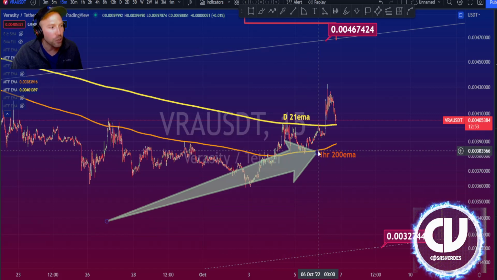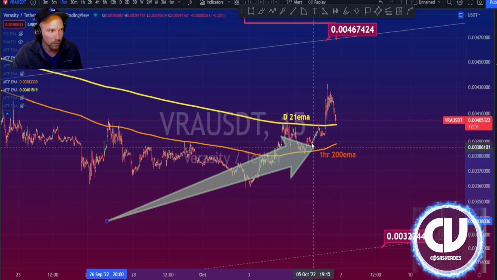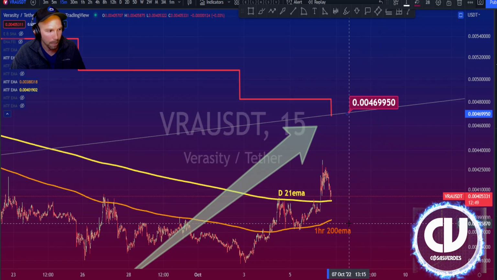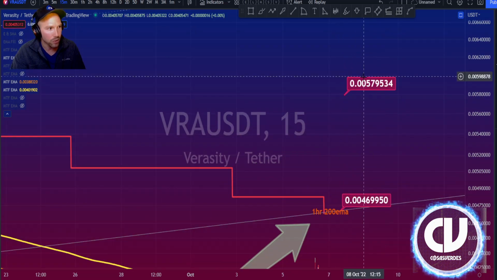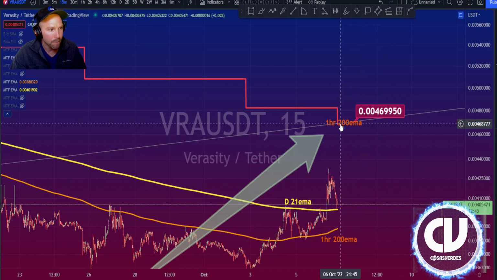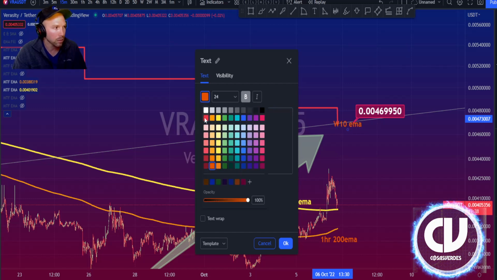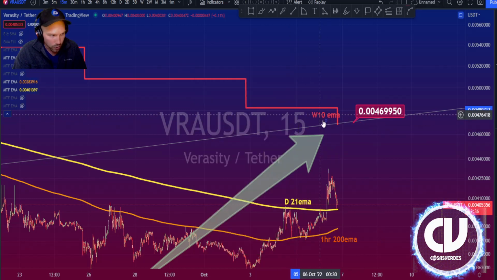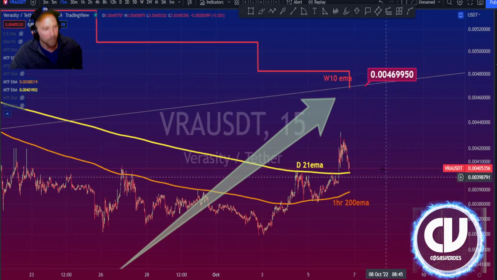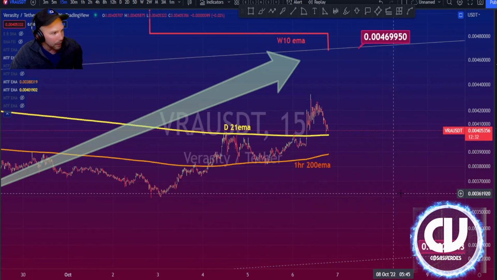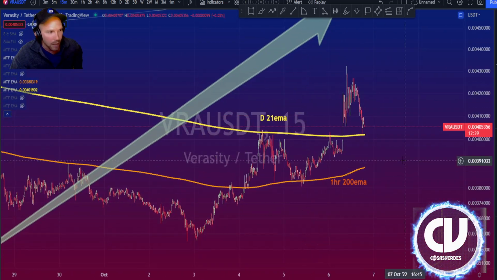So you want these two things on your chart for Verasity, and you want the weekly 10 EMA, because this might as well serve as the origin line, really. Those three EMAs you need on your chart if you're going to be playing this. Literally, this is going to be the most badass guide you can have.